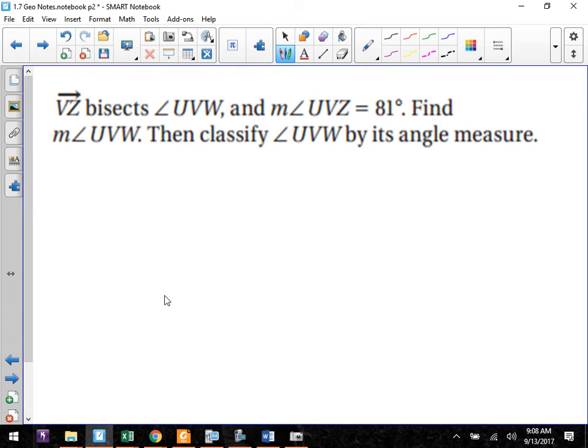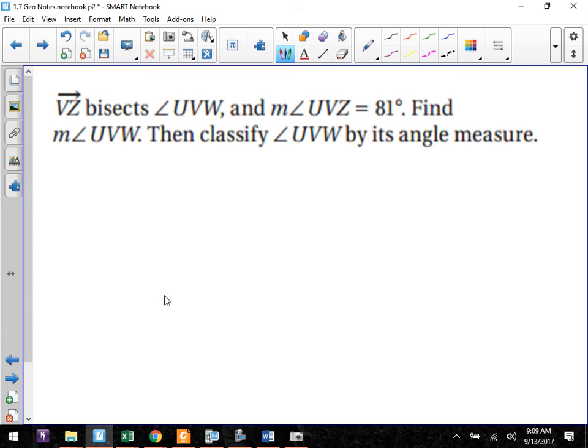Using definitions to draw diagrams. The problem says that VZ bisects angle UVW, and the measure of angle UVZ is 81. Find UVW and classify UVW by its angle measure.